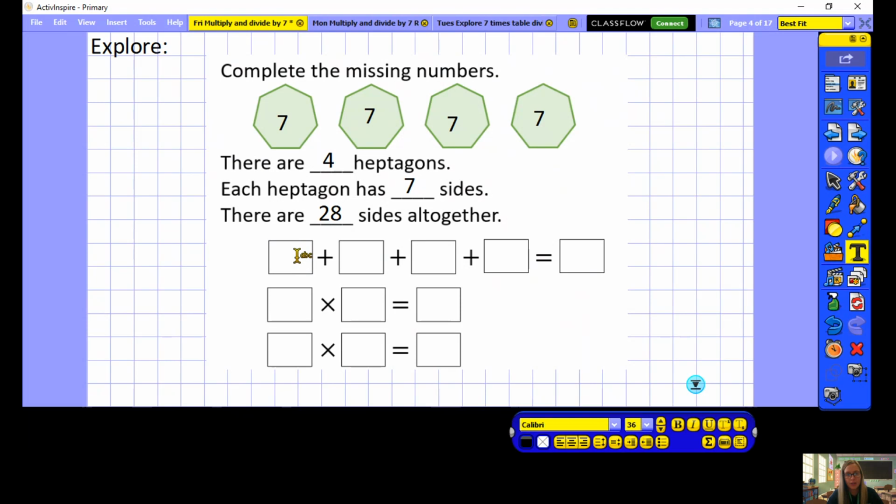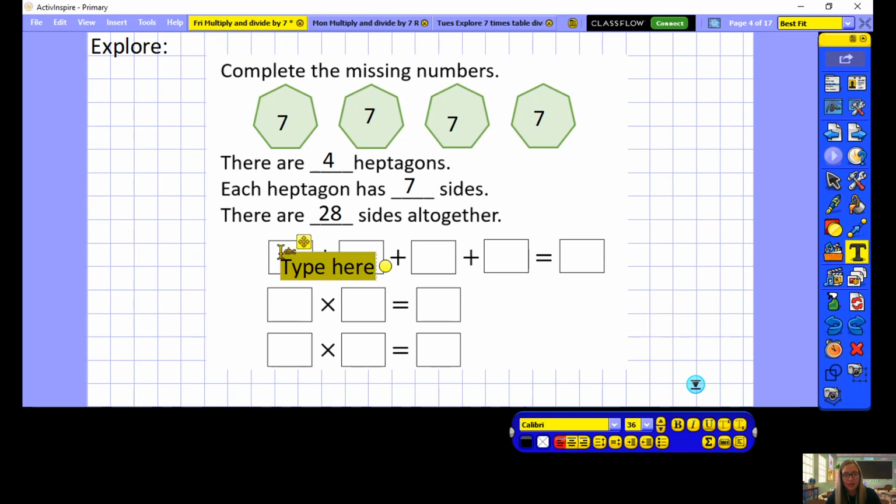Okay, so just have a look at the calculations below. So remember we said about multiplication being continuous addition. We talked about that last week in our 6 times table. So can you have a go at filling out the addition using what we've just learned about the visual representation and the 2 multiplications that you could write using this representation as well? Pause the video while you do that.